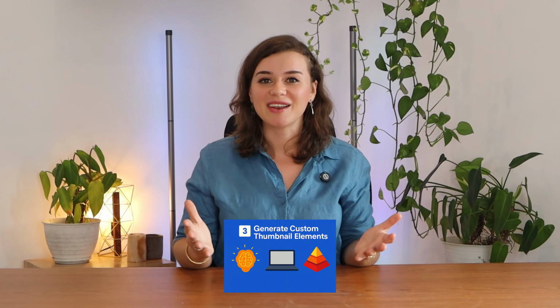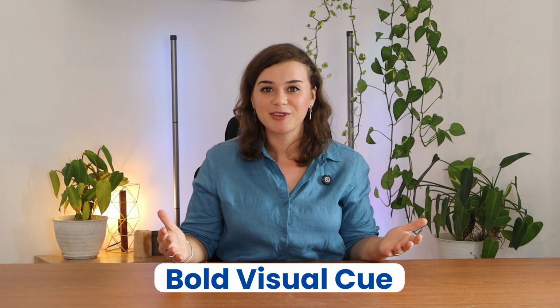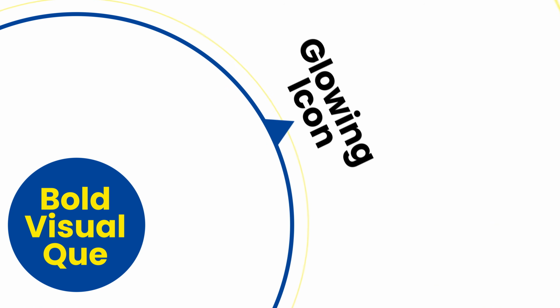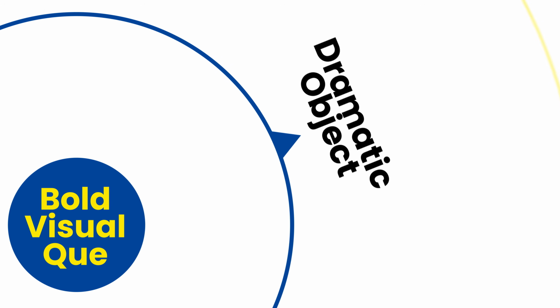Number 3 is generate custom thumbnail elements. Now, let's say your thumbnail is 90% there, but it's missing this one thing. That bold visual cue that makes people stop scrolling. It could be a glowing icon, a metaphor, or a dramatic object. Whatever it is, you can create it with AI. Here's how I do it.